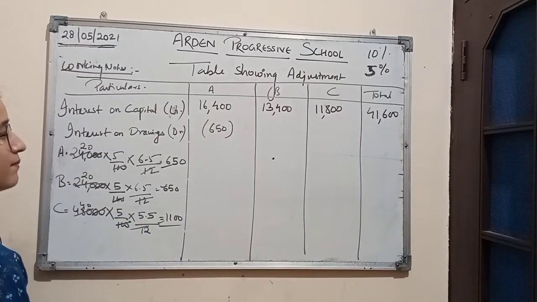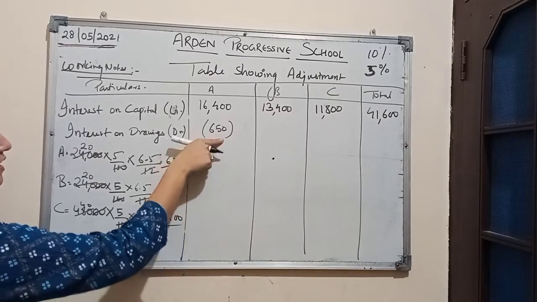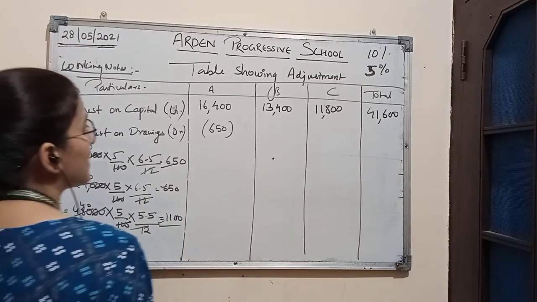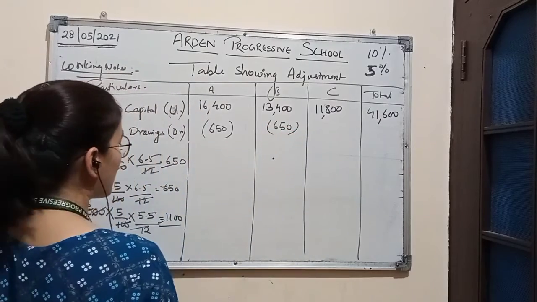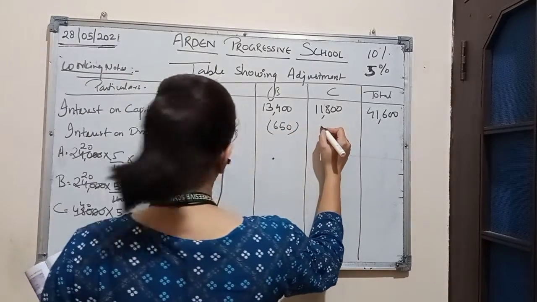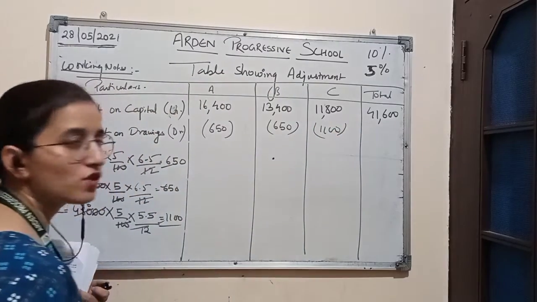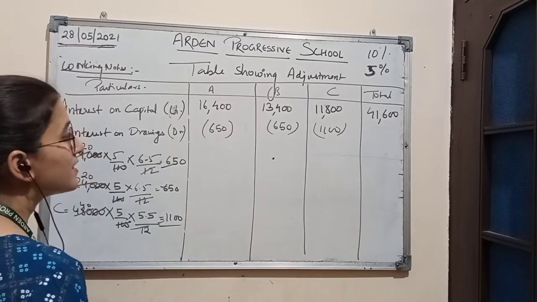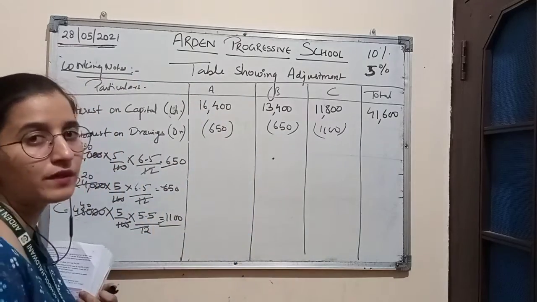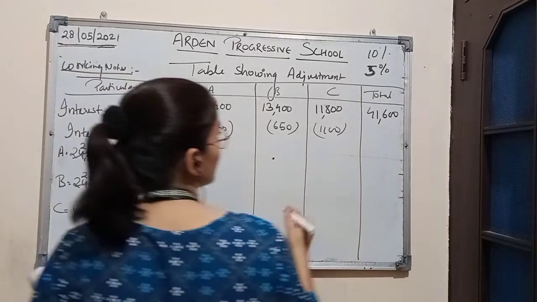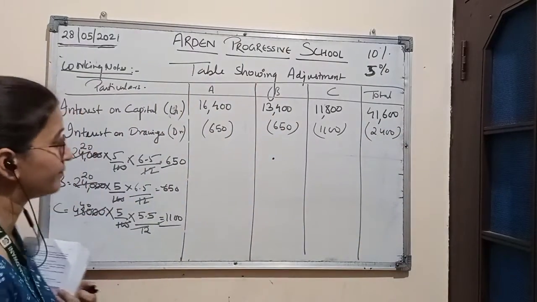Interest on drawings paid by A will be 650. It is represented in bracket because it is a negative value. Same interest on drawings will be charged from B, same amount 650, and 1100 interest on drawing is to be paid by partner C. So total amount of interest on drawing which is omitted by the firm is 2400.